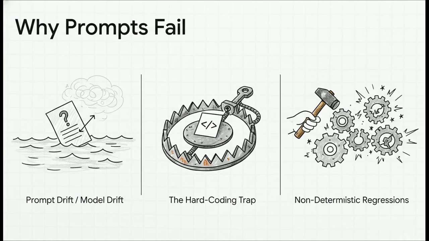So what exactly is going wrong here? Well, it pretty much boils down to three main culprits. You've got prompt and model drift. That's when the LLM provider updates their model and your perfect prompt suddenly gets weird. Then there's what we're going to focus on today, the hard coding trap. And finally, non-deterministic regressions. Now, all three are a huge pain, but that hard coding trap, it's often the most catastrophic and honestly, the most avoidable.